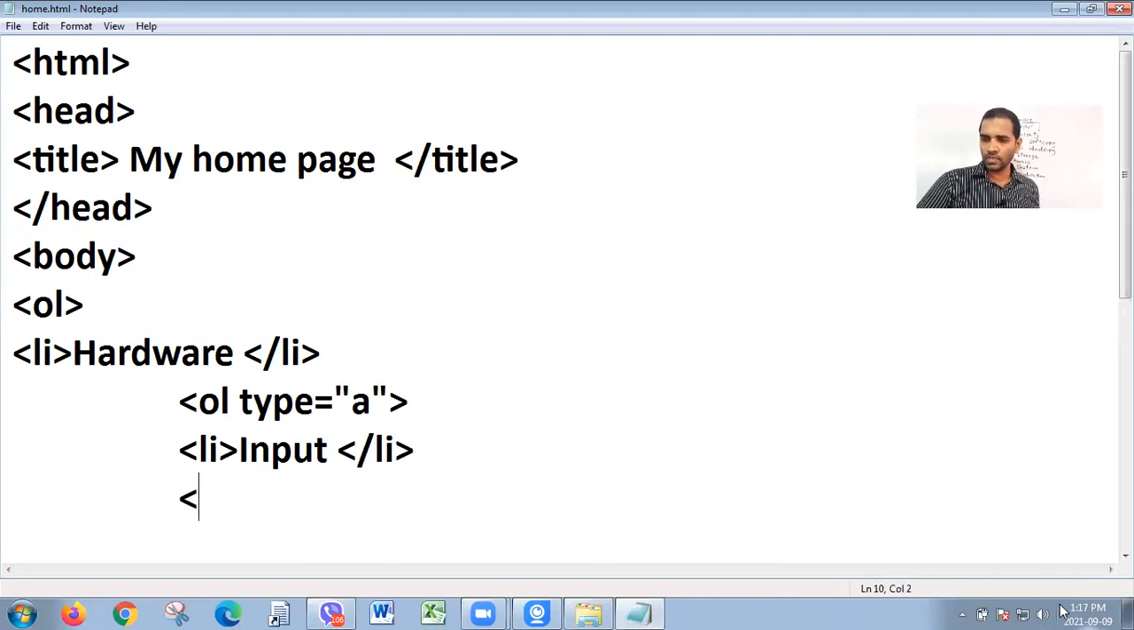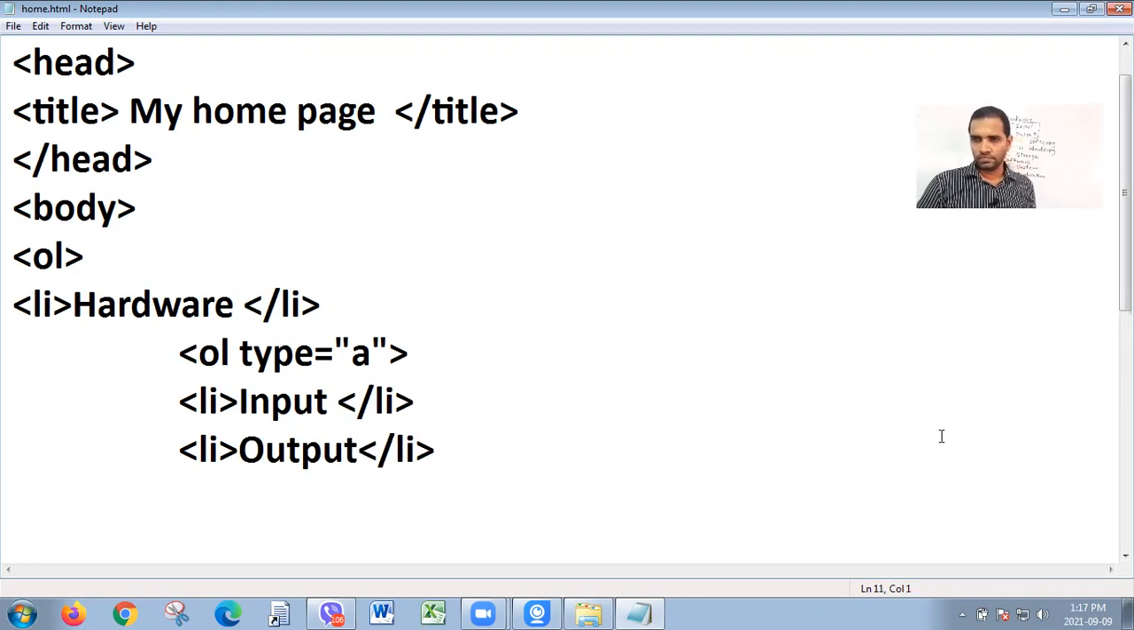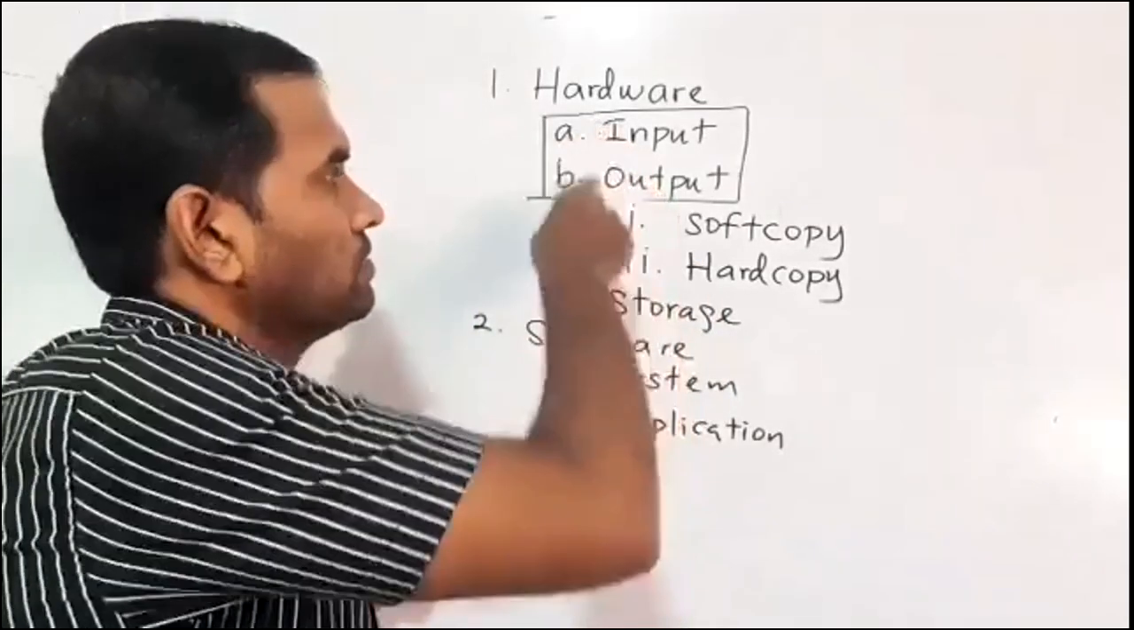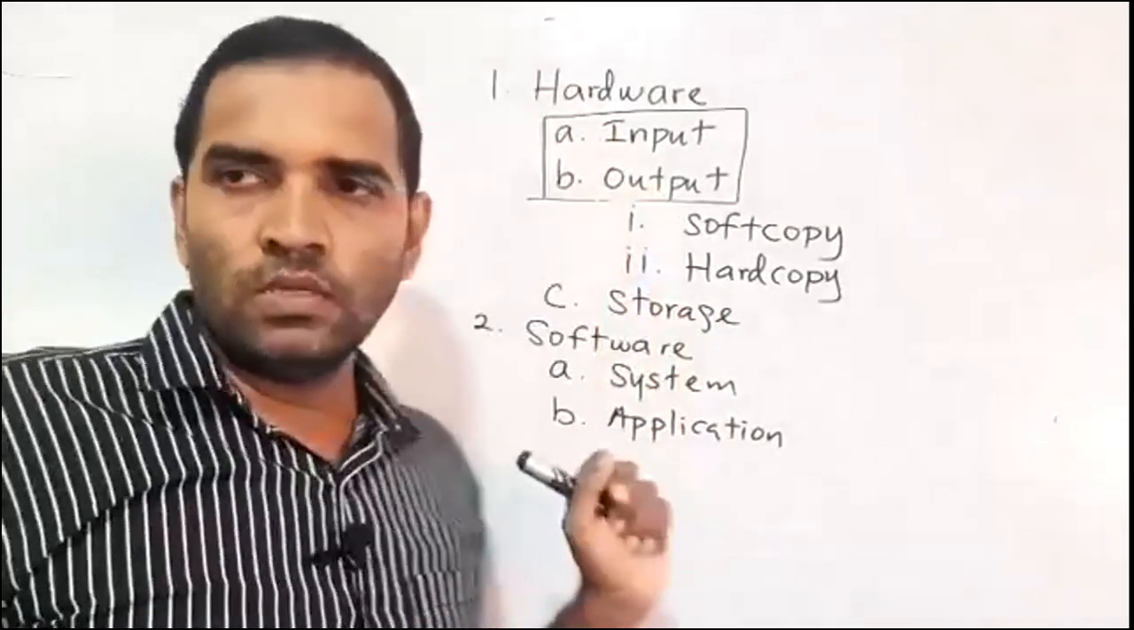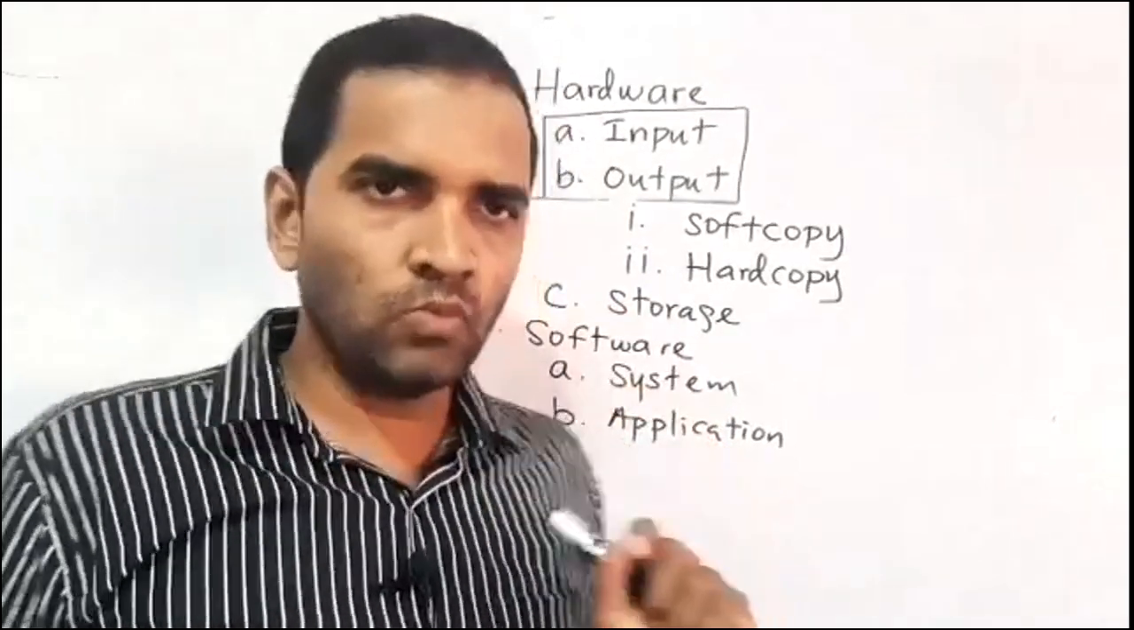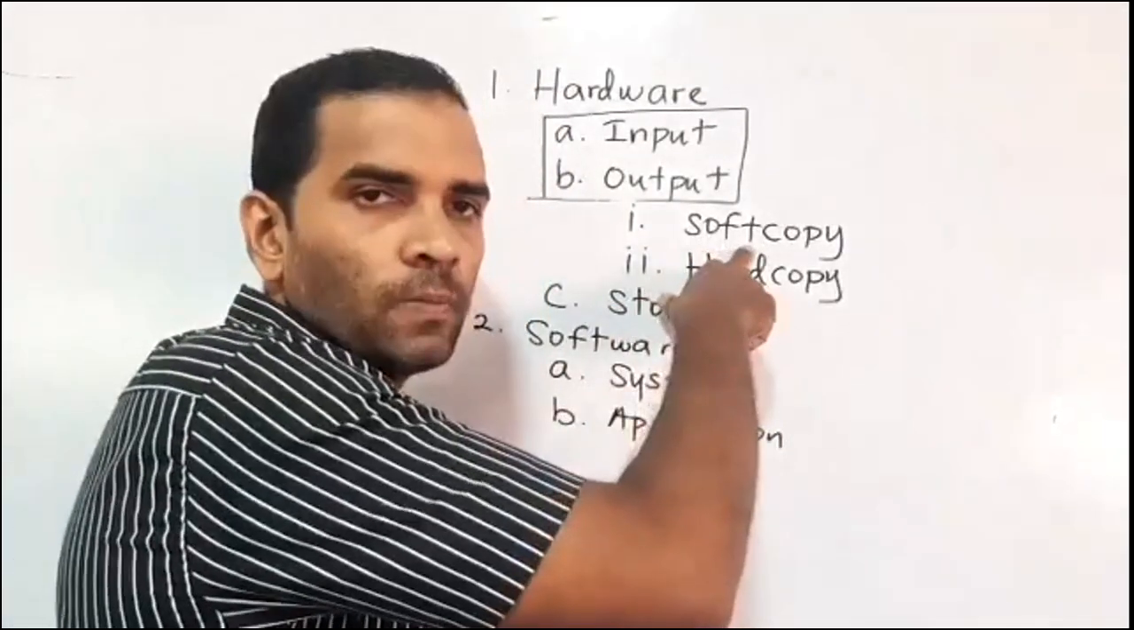Then go to the next line. Again, another Li, another list item. This is output. Okay, close the Li. Right. So now we have created both list items. Okay, input and output. So now my next list item would be this one, soft copy.